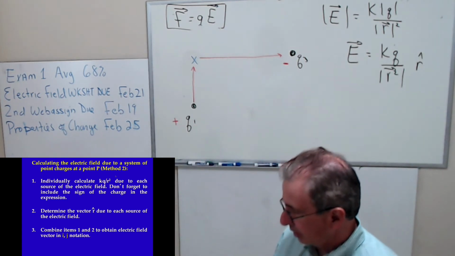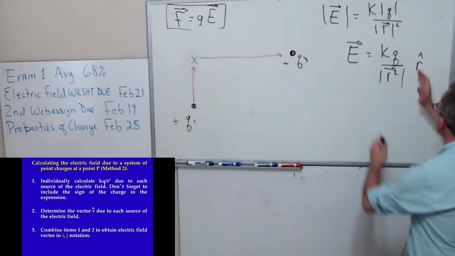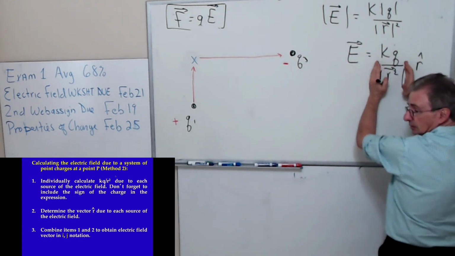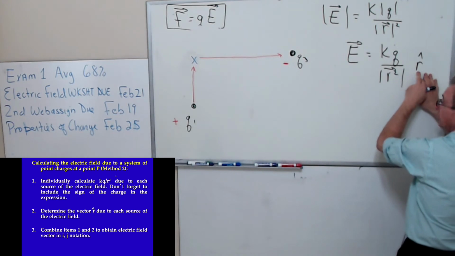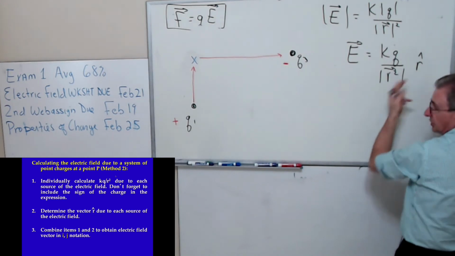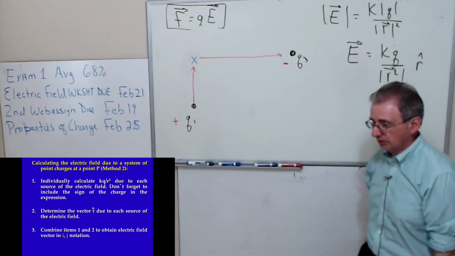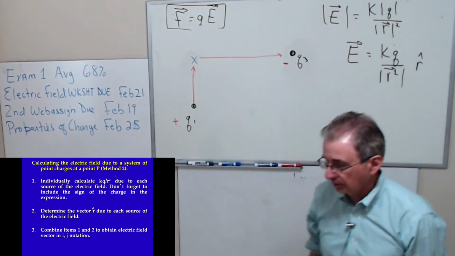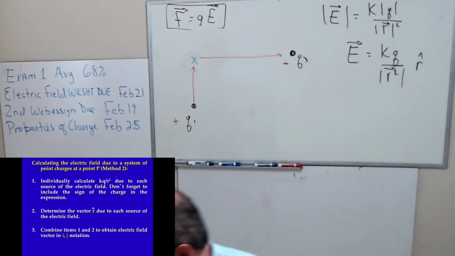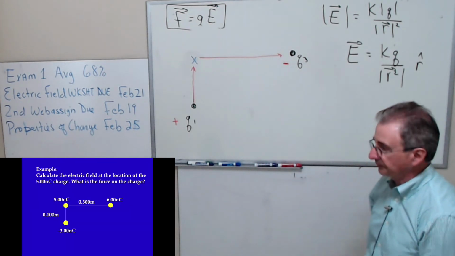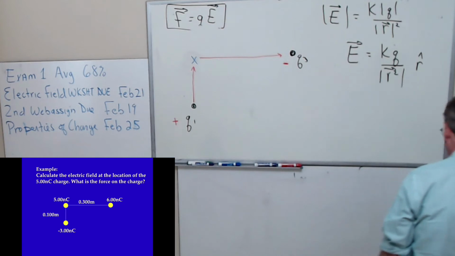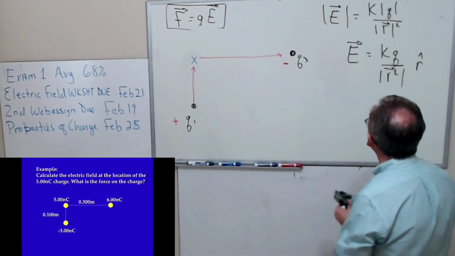Using this method, all you have to do is calculate this and then write down the unit vector that goes from the source to the point in each case. And then sum the two vectors in i-j notation. When we do the continuous charge distributions, that's what we're going to do. So let's do this problem that you see before you.